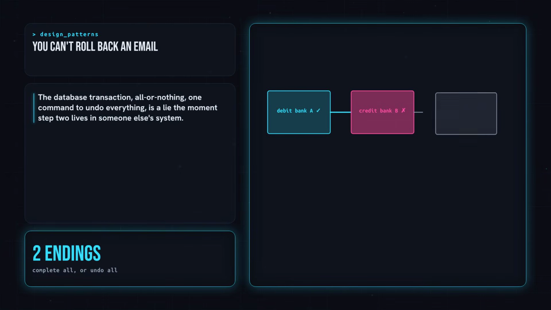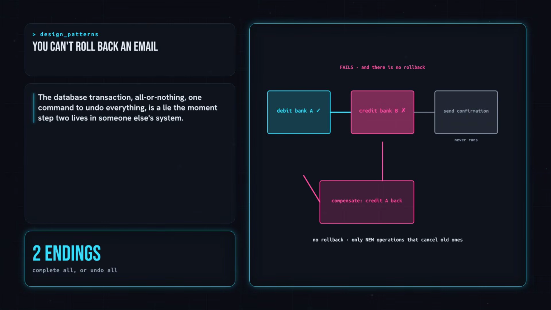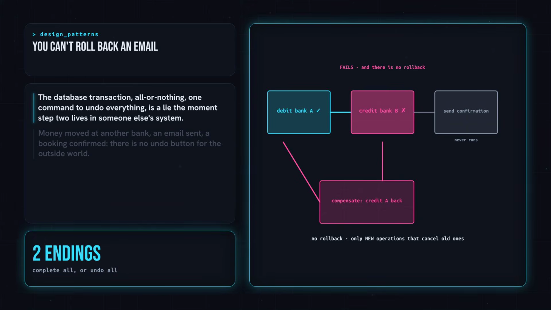Every engineer's first love is the database transaction. Do 5 things, and if anything breaks, one command, rollback, and the universe is restored. Here is the uncomfortable truth: that guarantee dies the moment step 2 lives in somebody else's computer.